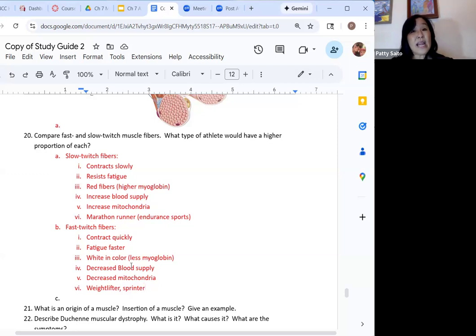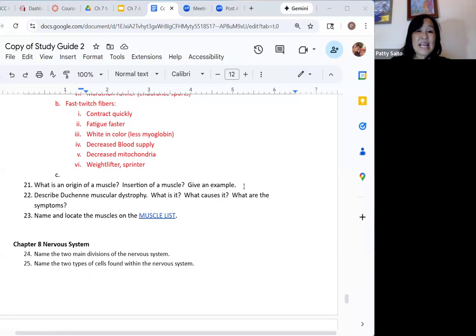But you can train. There are fibers that are intermediate in these characteristics, and they can be trained to be more of one or the other. All right. So training does help, but genetics does play a role. Okay. Last few ones.